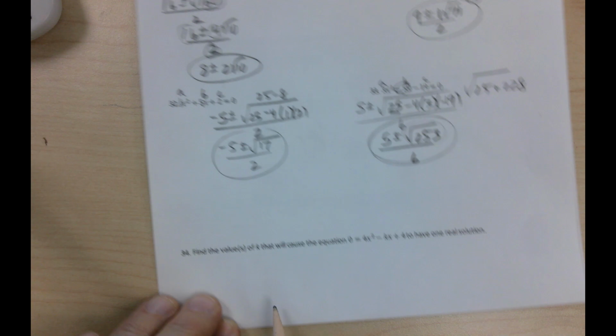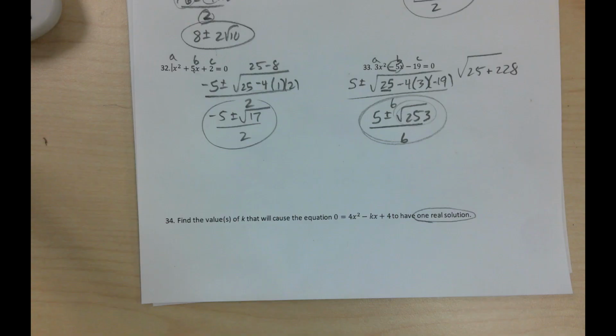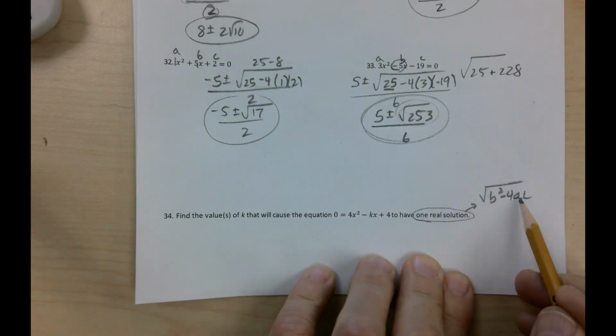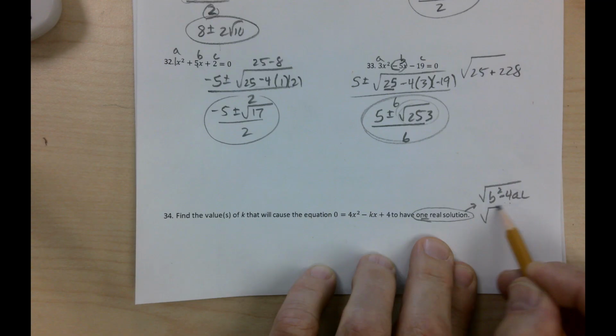Find the values of k that will cause the equation to have one real solution. All right, give me 1 second here. So to understand this, we got to recall that when we deal with the discriminant, if this stuff is negative, you have no real solutions. If this stuff is a positive number, you have 2 real solutions, but one is getting a situation where the discriminant is 0.